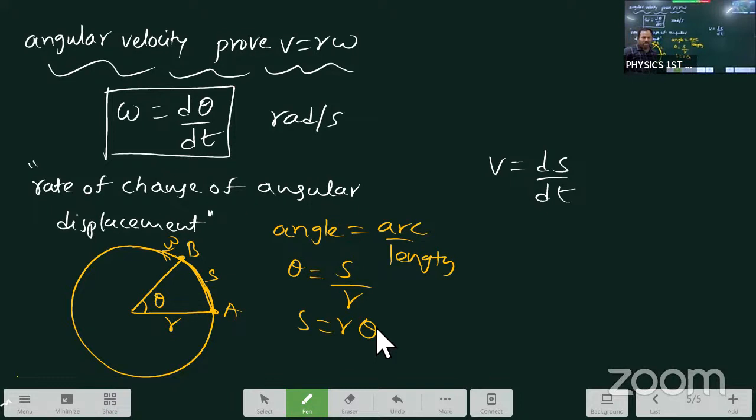The same formula we use in the time period of a simple pendulum, student. T equals 2 pi under root of L by g. Sin theta equals opposite side by hypotenuse. For small angles, angle equals arc per length. S is equal to r theta. Now we are going towards differentiation.